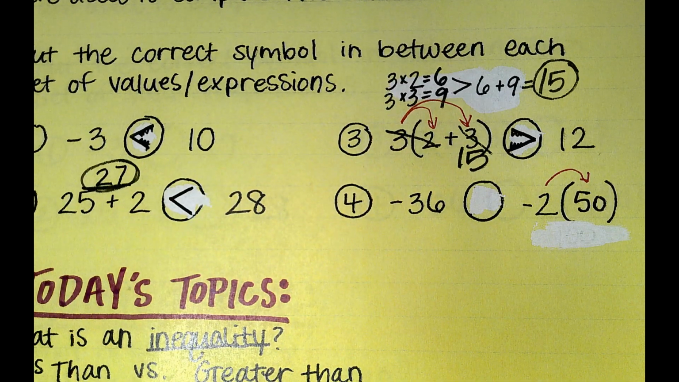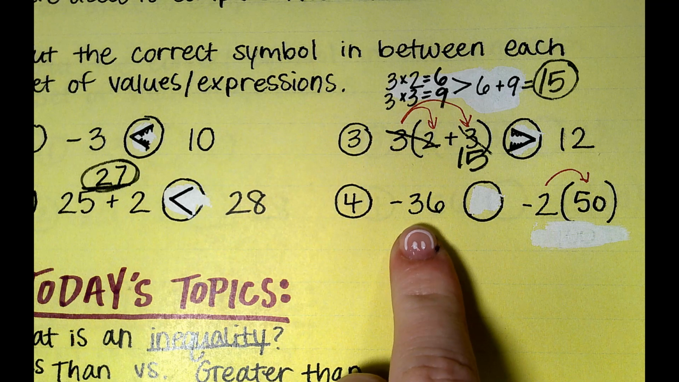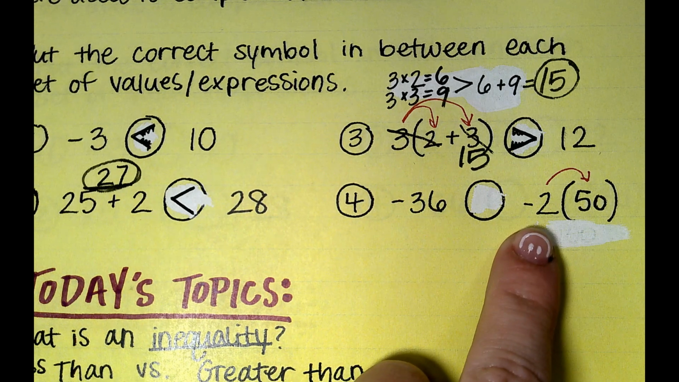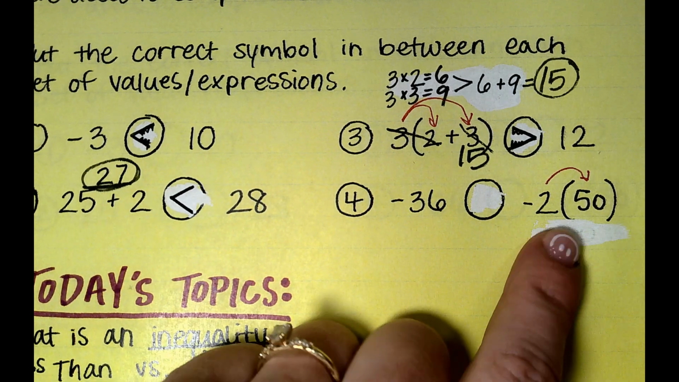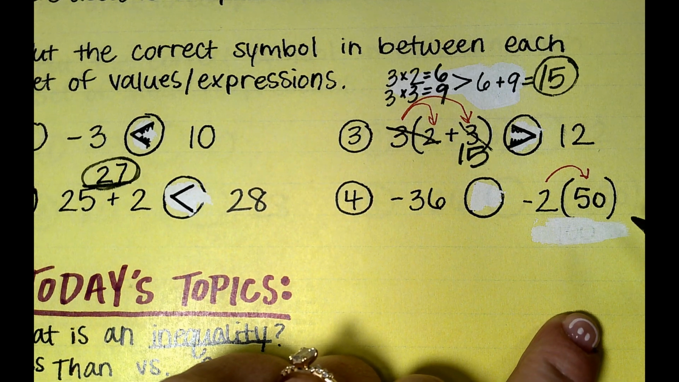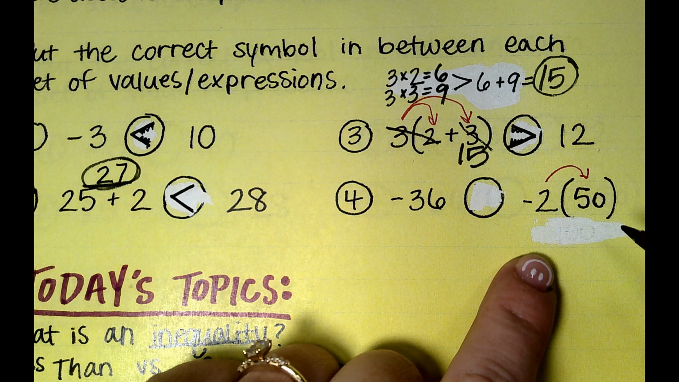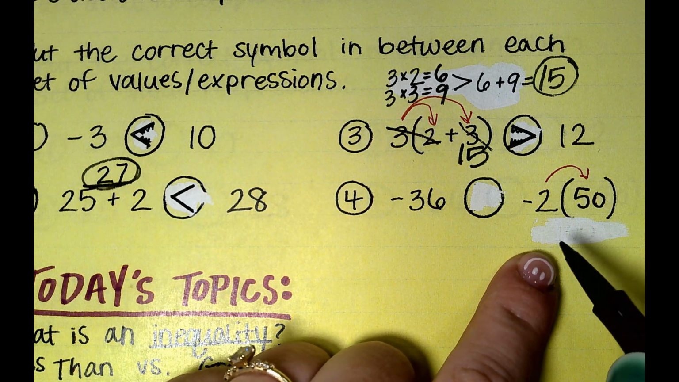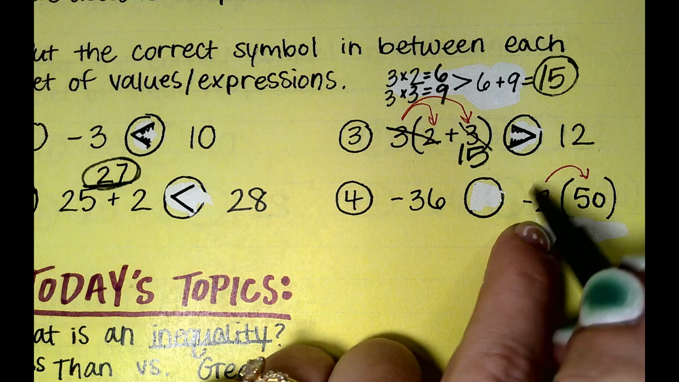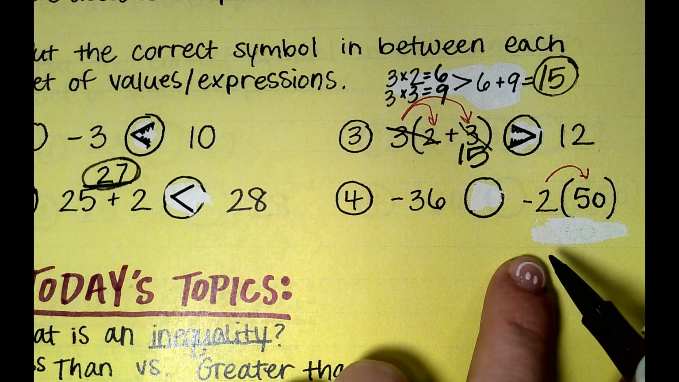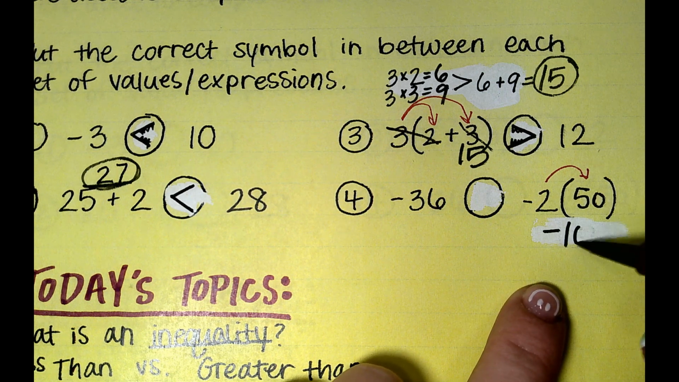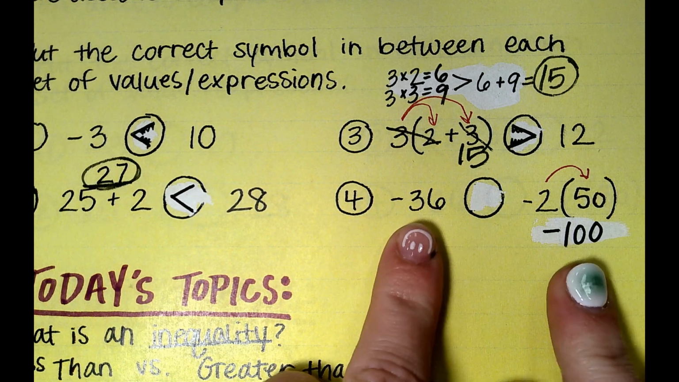Now, number 4, I have negative 36 and negative 2 times 50. So what is negative 2 times 50? Almost 100. We're missing something. See it? Negative 100. We have a negative 2 times a positive 50. Remember, a negative times a positive is a negative. So negative 100 is what we are comparing.